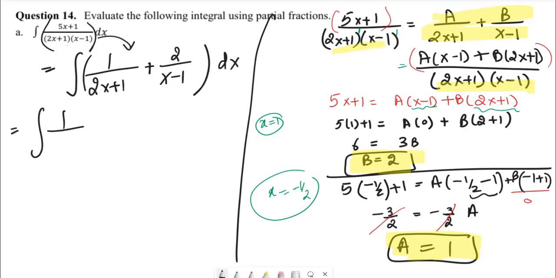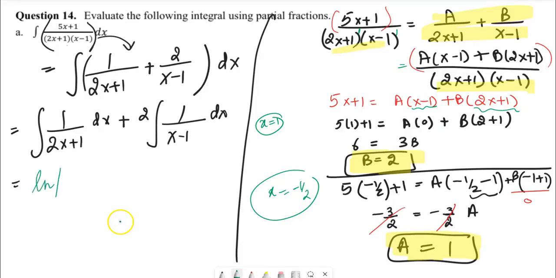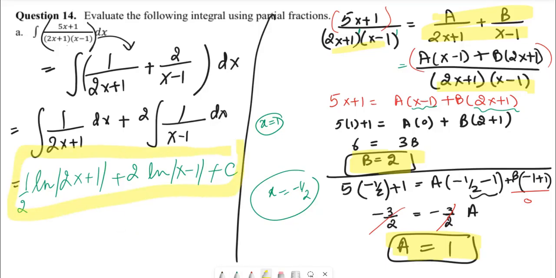So this is the integral of 1 by (2x + 1) with respect to x plus 2 times the integral of 1 by (x - 1) with respect to x. So what is the integral of the first one? Natural log of (2x + 1) by 2 plus 2 natural log of (x - 1) plus C. You can leave the answer here. That is a good answer for the actual integral.